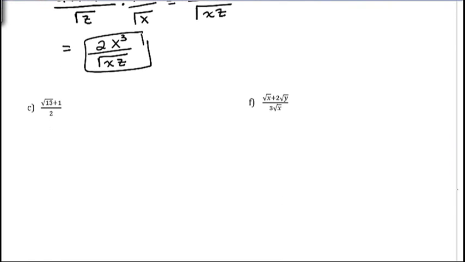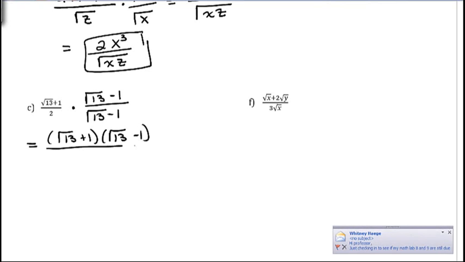In our next example, we have the square root of 13 plus 1 divided by 2. So again, we're trying to eliminate this radical or square root in our numerator. So we need to multiply by the conjugate of the square root of 13 plus 1, which is the square root of 13 minus 1. So we have square root of 13 plus 1 times square root of 13 minus 1 on the top. And on the bottom, we have 2 times the quantity square root of 13 minus 1.